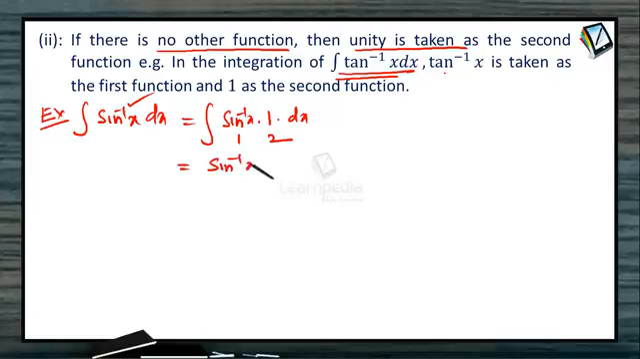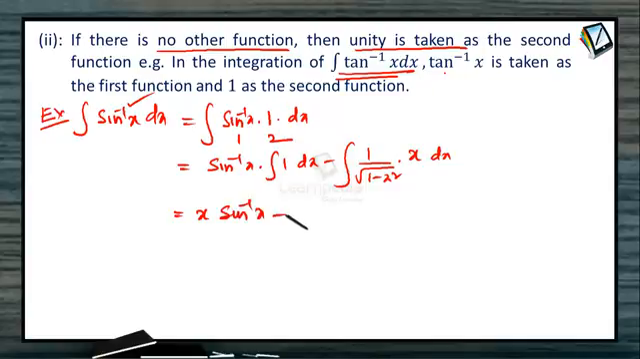So, sine inverse of x into integral of 1 dx minus integral of derivative of sine inverse, which is 1 by root 1 minus x square, into integral of 1, which is x, dx. Therefore, it is x times of sine inverse of x minus, here to make it integrable, let us make it as plus and we'll make it as minus 2x by root of 1 minus x square, and we take half outside in this way.